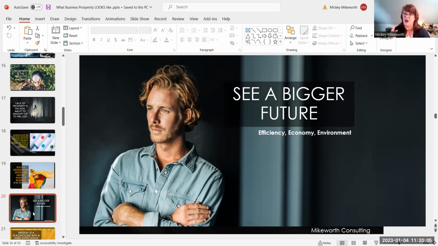Efficiency, economy, environment. So let me see a bigger future on those three topics. Well, how can I see a bigger future in our efficiency? How can I see a bigger future in our economy? How can I see a bigger future in our environment? Some of you have been in business for a really long time. So you're like, well, but I'm only going to be here for this much longer. Go forward as far as you can see of yourself being in growth.